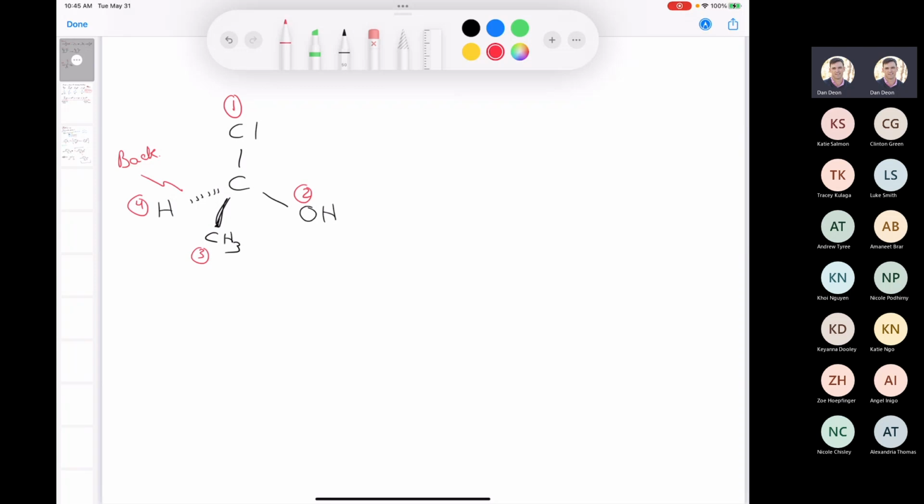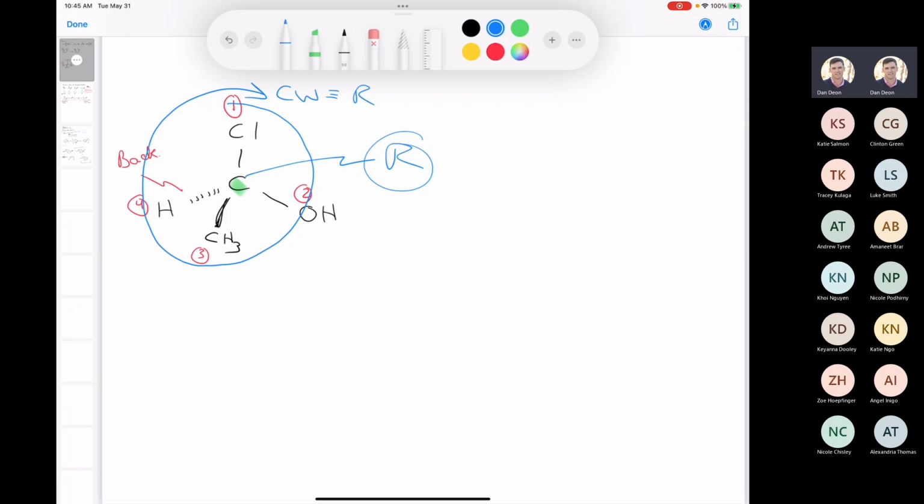It's the lowest priority. So now we're going to count going around the stereo center, going from 1 to 2 to 3. So 1, 2, 3. Is my arrow going in a clockwise or a counterclockwise fashion? It's going in a clockwise fashion. Therefore, the stereo center is R. We have an R stereo center, just like that.